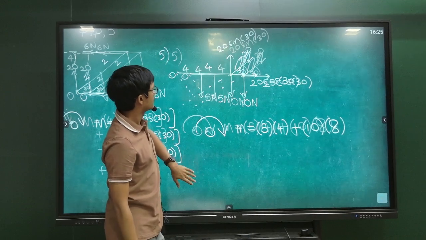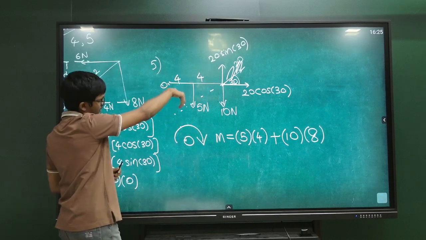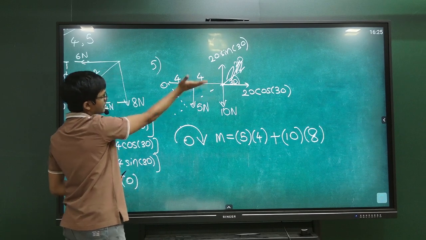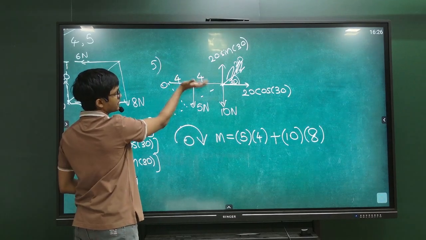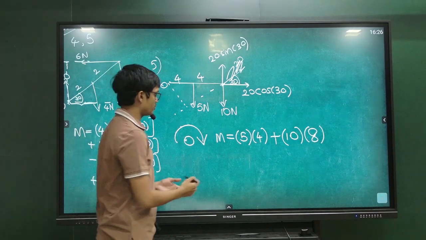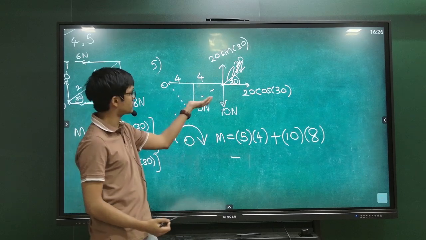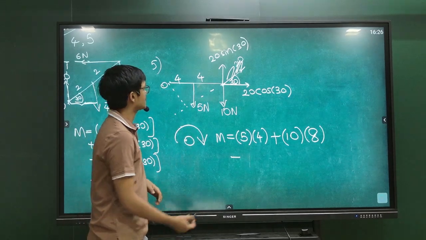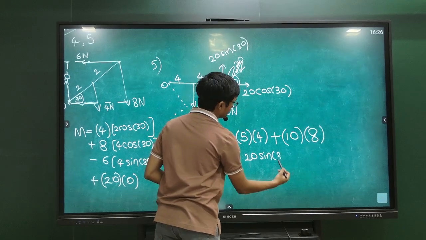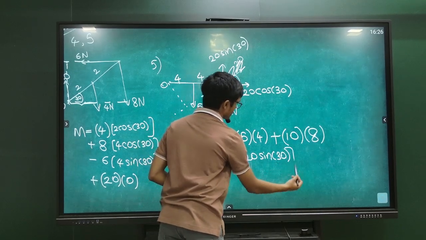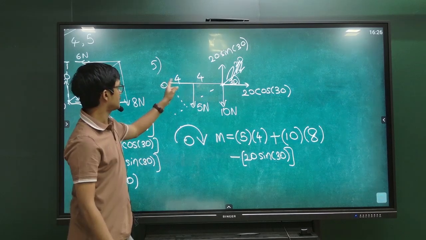Here, first let's try 20 sin 30. This is rotating in this direction, 10 is rotating in this direction, but 20 sin 30 is in the opposite direction, right? It's trying to rotate the system in the opposite direction, clear? So it should be minus. So minus 20 sin 30 into this distance, clear? 20 sin 30 into 8.